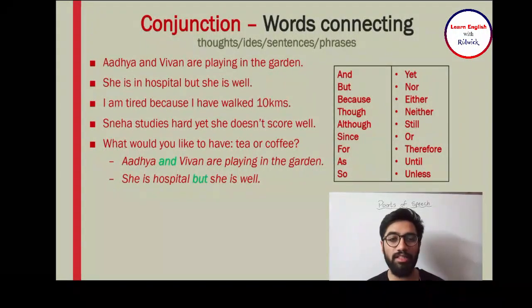Now if you look closely at this sentence, we have two different sentences present here. The first is she is in hospital. The second, she is well. By using the word but, we are combining both the ideas and making it all together a single sentence. But talks about the contrast. She is in hospital but she is well. That means the second sentence is in opposition to the first sentence. The third sentence is I am tired because I have walked 10 kilometers.